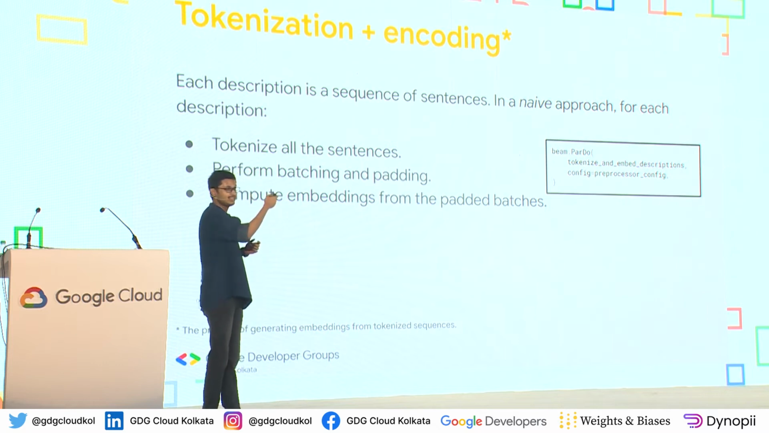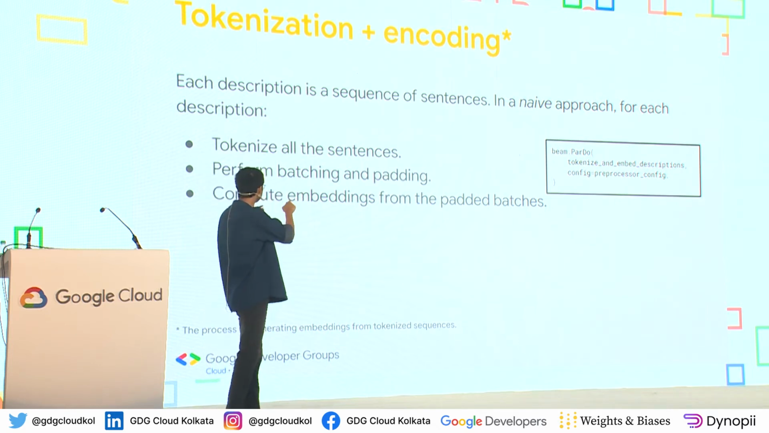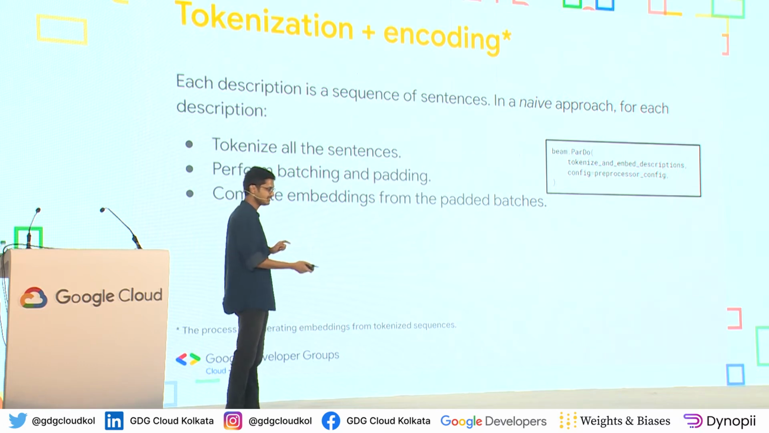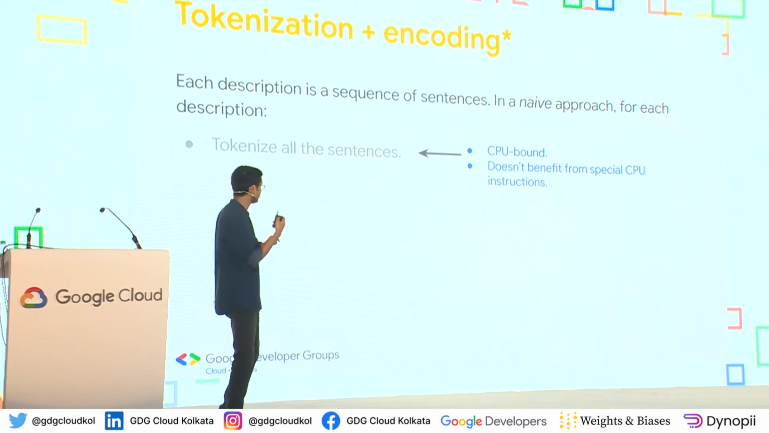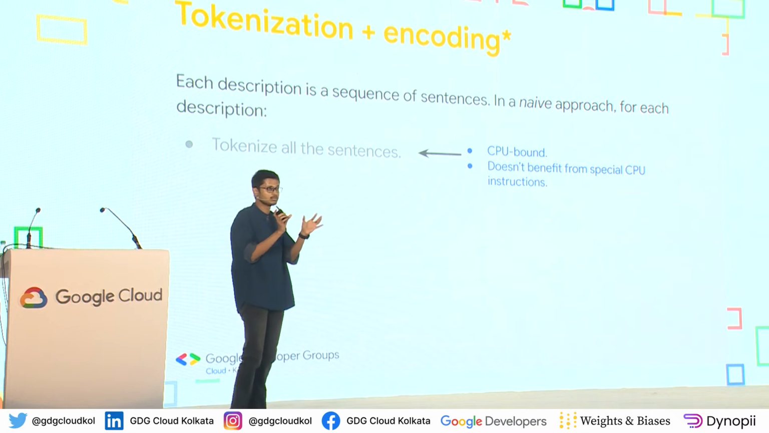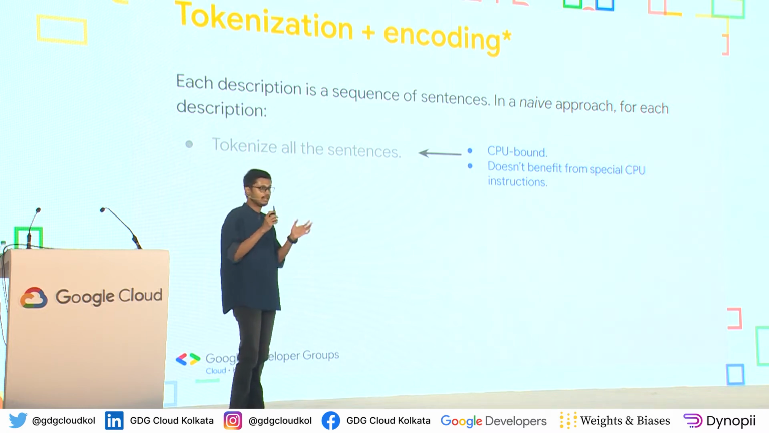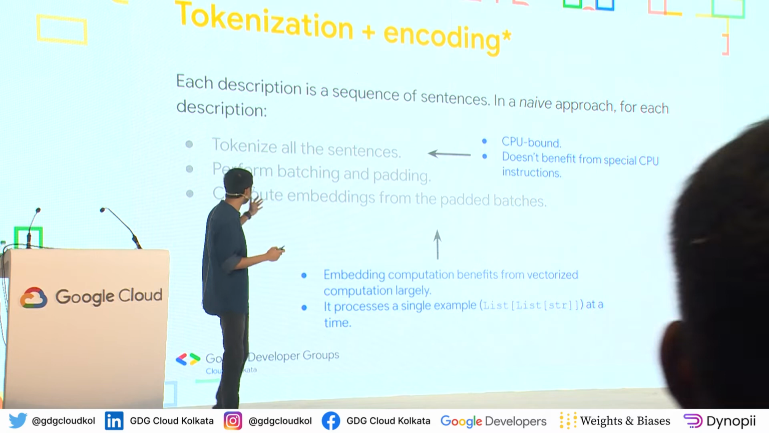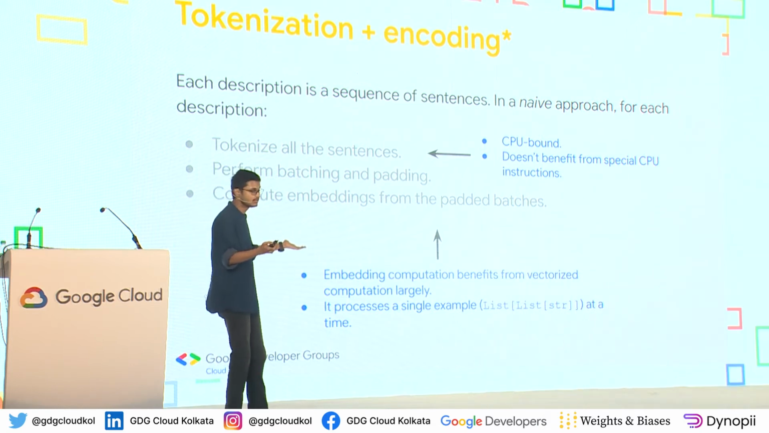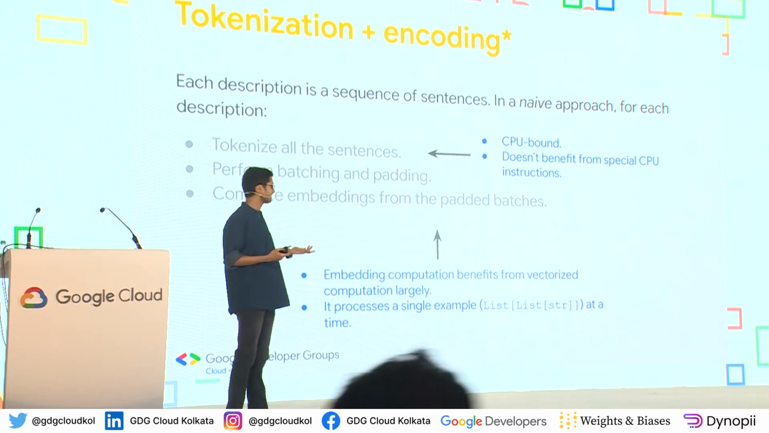And of course, I wanted all of you to take note of this. We are performing tokenization and embedding extraction in the same step. And why is this not good? Let's see. Tokenization is a fairly CPU-bound process, and it does not benefit from CPU instructions like AVX 512 and so on. AVX 512 happens to be a very optimized instruction set, which can benefit parallelization, and tokenization does not benefit from that.